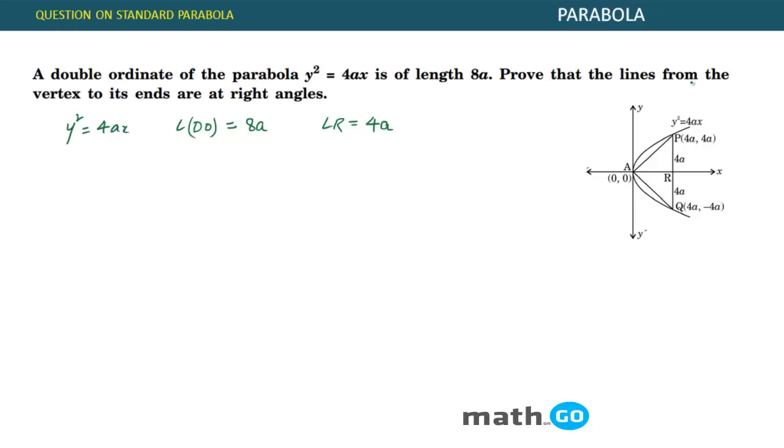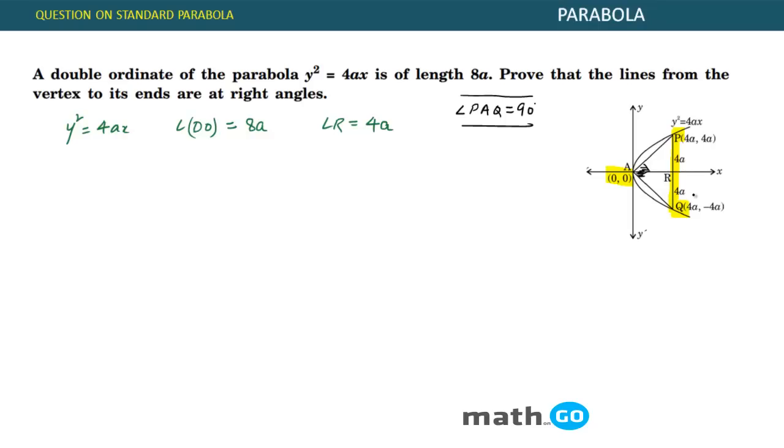Prove that the lines from the vertex to its ends are at right angles. So see what I have drawn, what it is asking. P and Q are the points we are talking about. PQ is a chord. It is a double ordinate because it is perpendicular to your axis. These are the endpoints, and if you join these endpoints with the vertex, which is nothing but 0, 0, then what you have to prove is that angle PAQ is equal to 90 degrees. This is the target of this question. So we want to prove that this is a right angle triangle.